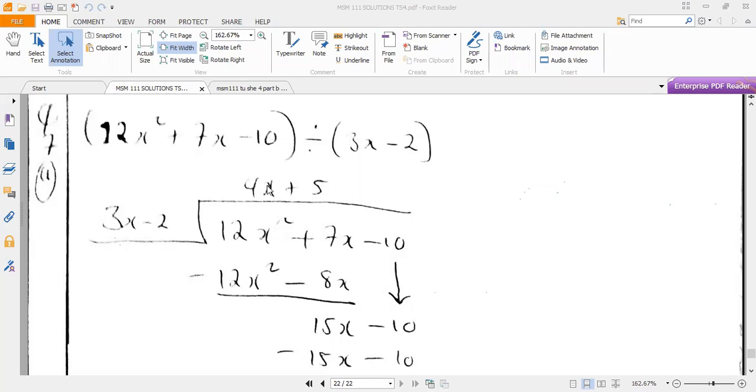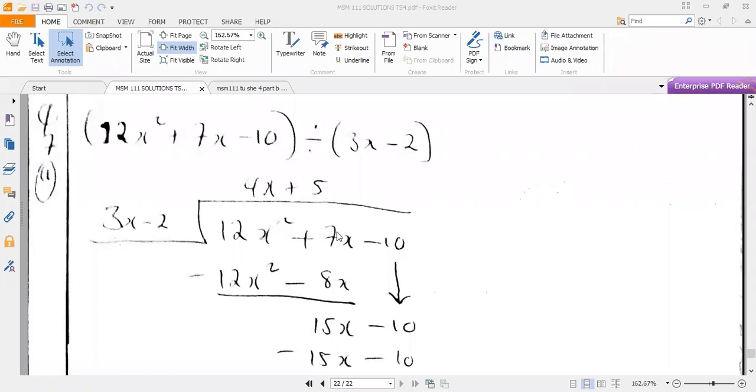So now we say 4x times 3x squared. It will give you 12x squared. When you multiply this guy times that, it is 12x squared. You also do the same to this 2 here. We say 4x times negative 2, and we're getting minus 8x there.